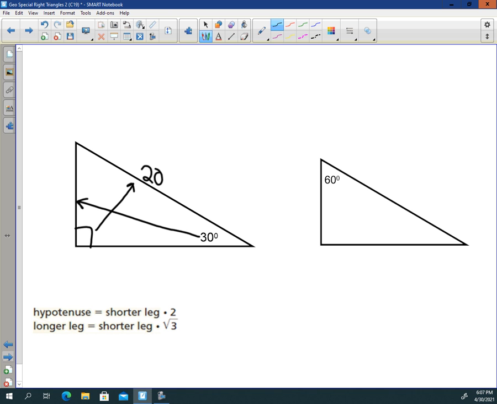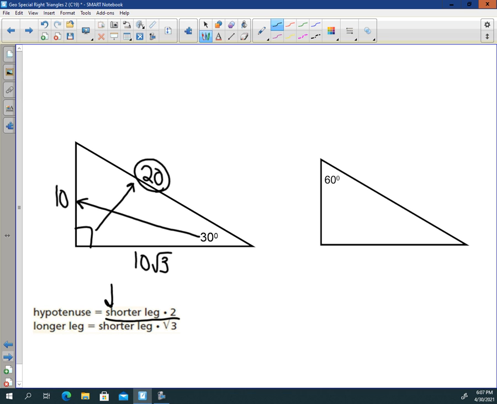Now, if you take the shorter leg and multiply it by 2, you get the hypotenuse. So that means that I can take this hypotenuse and divide by 2 to get the shorter leg. So the shorter leg is 10. And then to get that last side, I just take that 10 and multiply it by the square root of 3, and that is done.